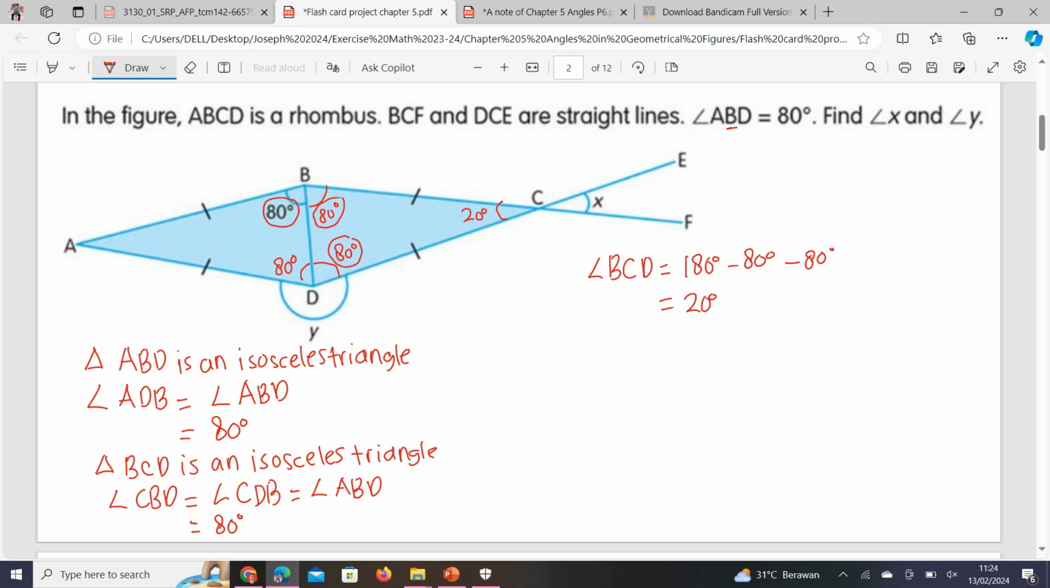Remember, BCF and DCE are straight lines, right? You need to apply the law of point 1B, that vertically opposite angles are equal. So we can find the first angle X, which equals the angle of BCD, which equals 20 degrees, because vertically opposite angles are equal. Okay.